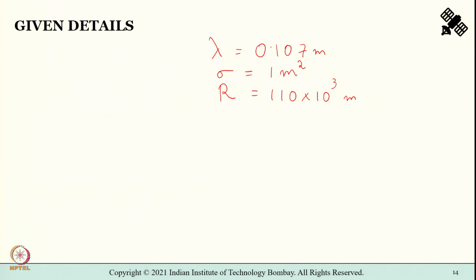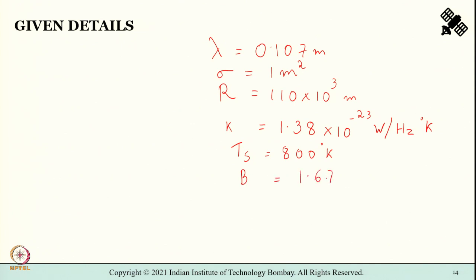So let us incorporate the new terms that we just discussed, that is K, which is 1.38 into 10 power minus 23 watts per hertz degree Kelvin. We know TS was given as 800 degree Kelvin. B, bandwidth, was given as 1.67 megahertz, which is 1.67 into 10 power 6 hertz. The losses we were asked to assume as 9 decibels. So now we know how it can be converted to the ratio of power P1 by P2, which is going to be 7.94. Okay. All right.